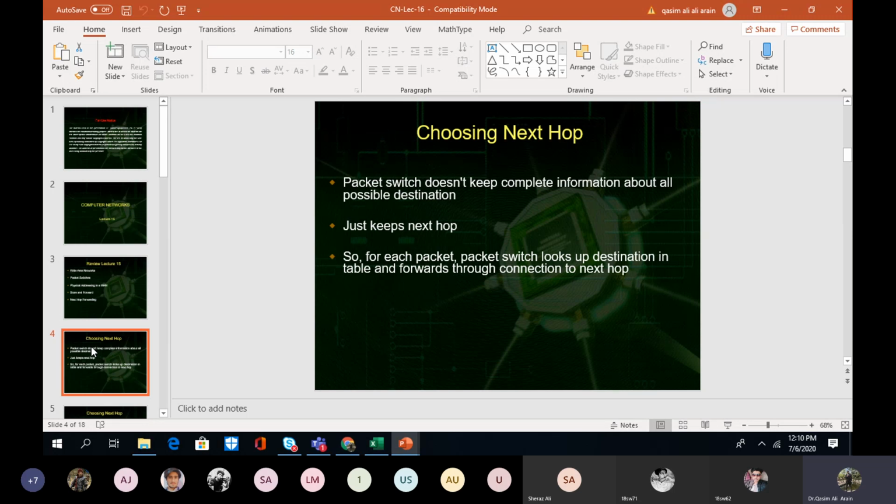There is a source address, there is a destination address, and many other things are encapsulated inside a packet. So what the packet switch is going to look for is the destination address, or you may call it the next hop address.